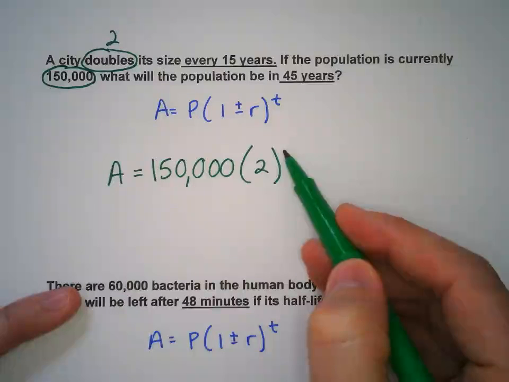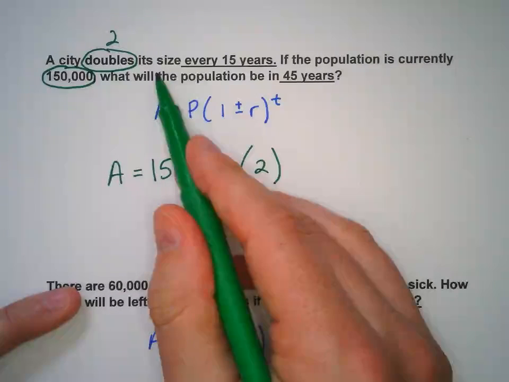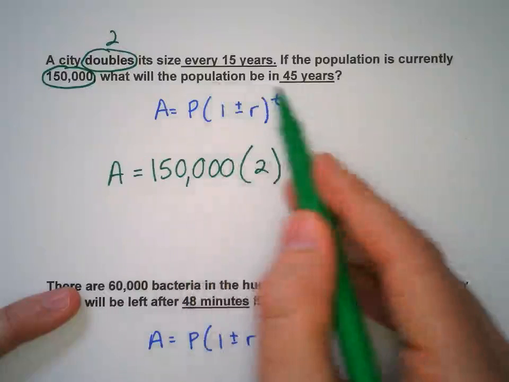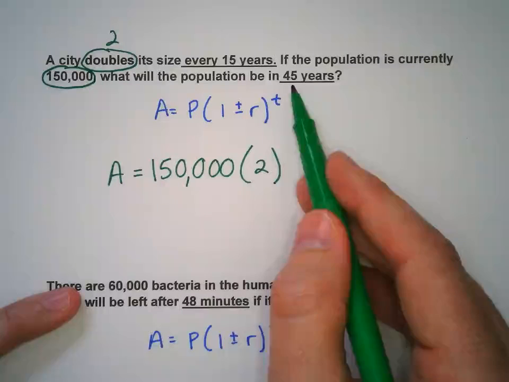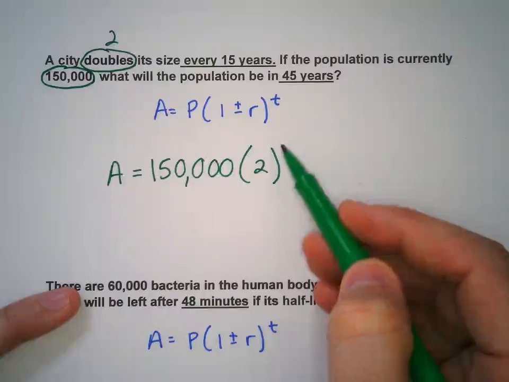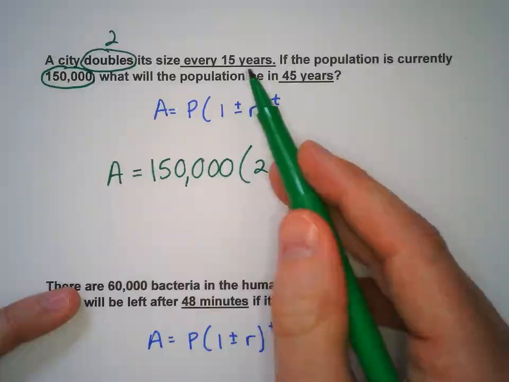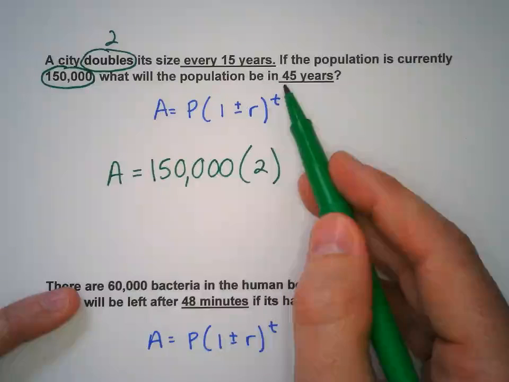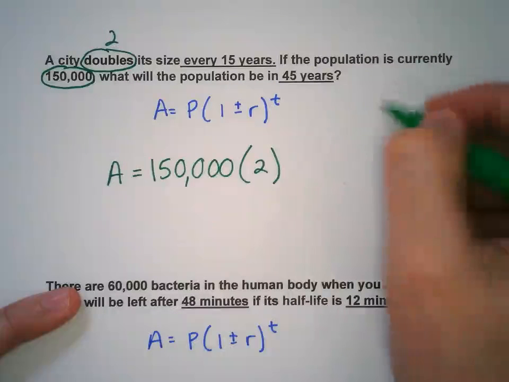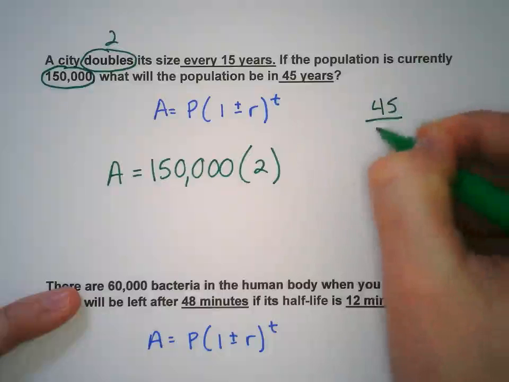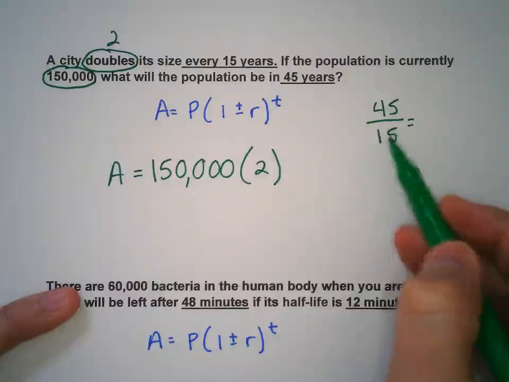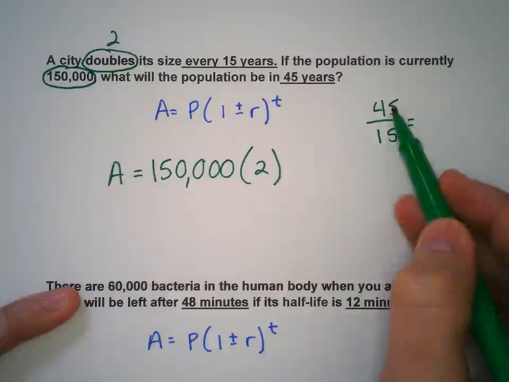Now the time is where it gets a little tricky because it says it doubles in size every 15 years. And it wants to know what is the population after 45 years. So it doesn't double every year, right? So we can't put 45 up here. It doubles every 15 years. And we want to know where the population will be in 45 years. So in order to solve that, you take 45 and divide it by 15. And that's going to tell you how many times the population doubled. Because it doubles every 15 years, and it's going to double for 45 years.